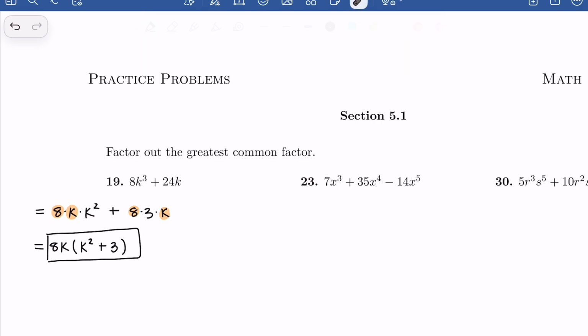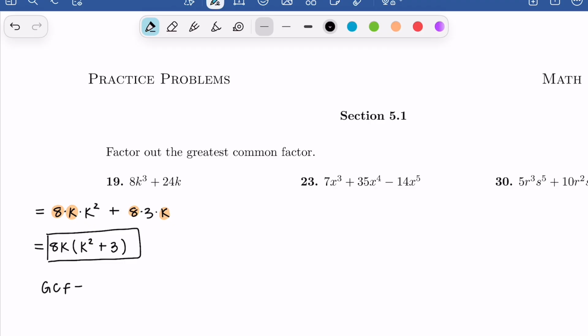Now we know this is our final answer because we factored this, we split up this polynomial expression into two factors, two things that are multiplying each other, 8k and k squared plus 3. And just to emphasize, our greatest common factor in this case was 8k. Let's look at this next example here.